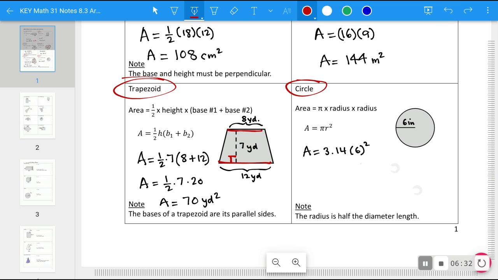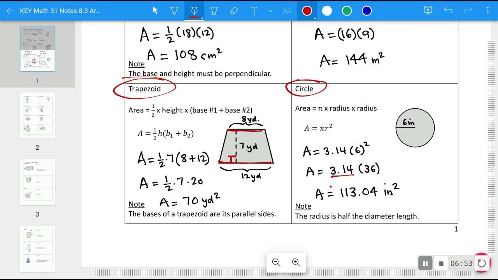Anyway, the squaring has to be done first, so you'll go 6 times 6 there, and then multiply that by 3.14, and you come out with 113.04, and anytime you're using an estimate like this for pi, you got to put a little dot above the equal sign to indicate that you rounded or estimated or approximated.